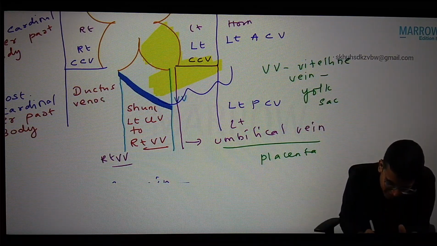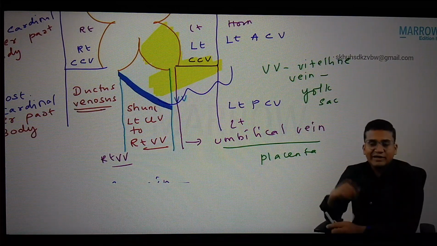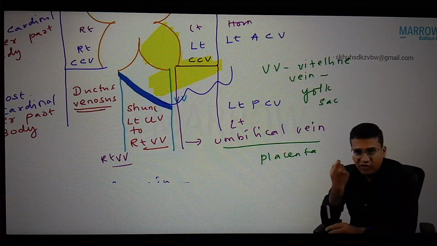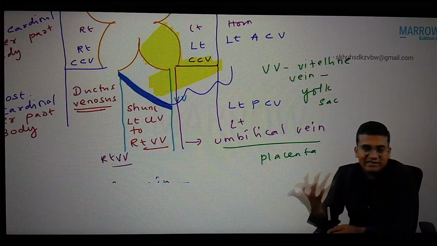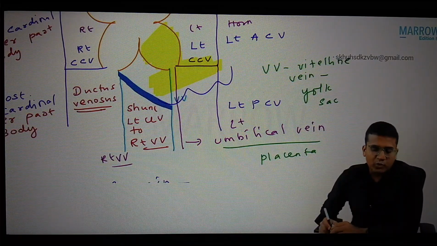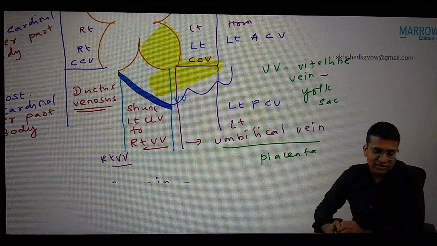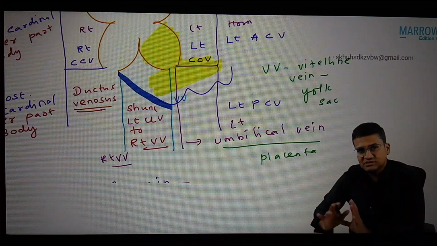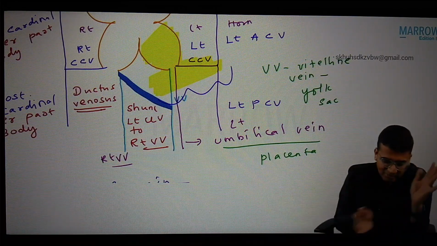Ductus venosus. Sorry. Okay. So I told you the only source of oxygenated blood is the left umbilical vein. That is the only thing we have. So the left umbilical vein now joined with the right vitelline vein. That shunt is called ductus venosus. Is it clear?